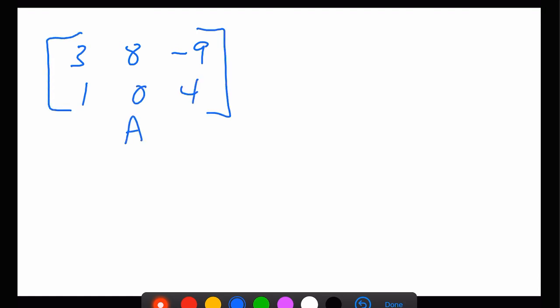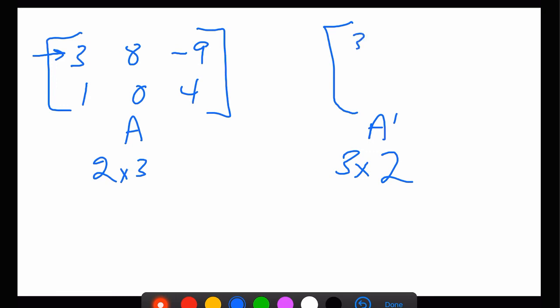Here's A. A is a 2 by 3. That means A prime, A transpose, is going to be a 3 by 2. The first row becomes the first column. The second row becomes the second column. And that's it. Is that hard? No, it's easy. Transpose means we flip the rows and the columns.